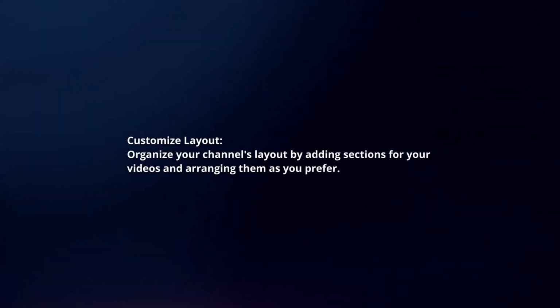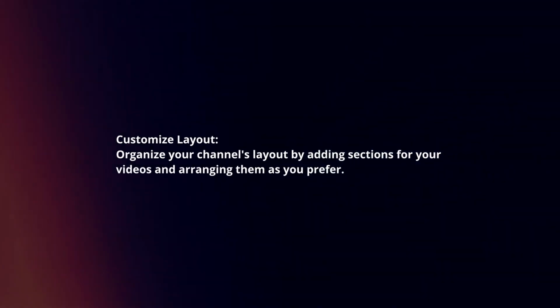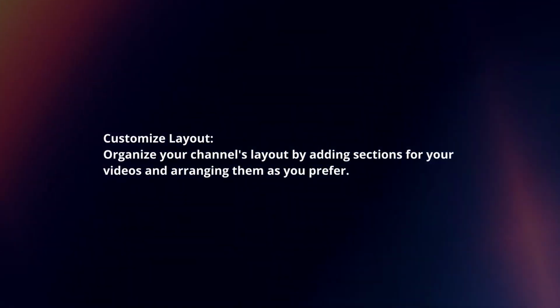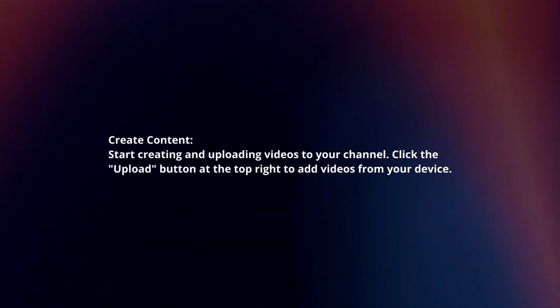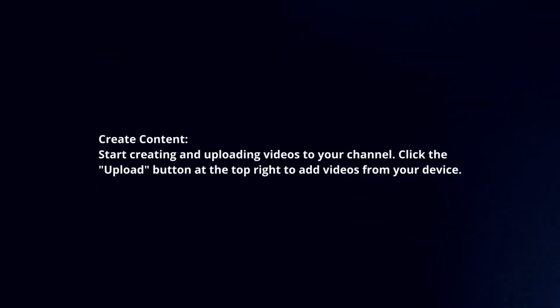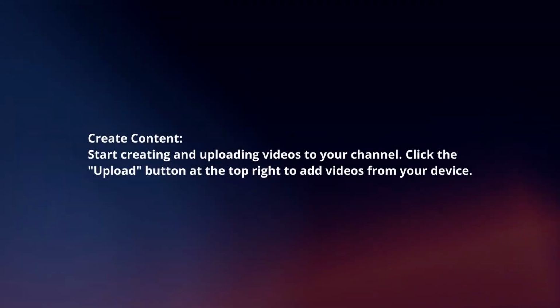Customize layout. Organize your channel's layout by adding sections for your videos and arranging them as you prefer. Create content. Start creating and uploading videos to your channel. Click the upload button at the top right to add videos from your device.